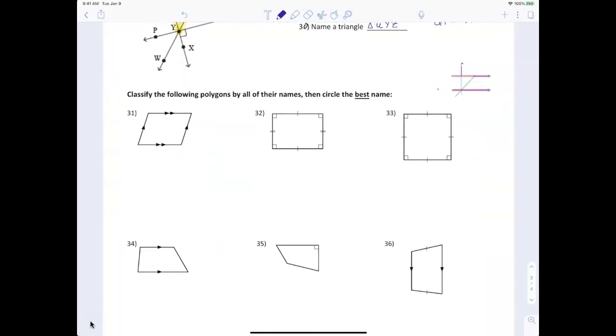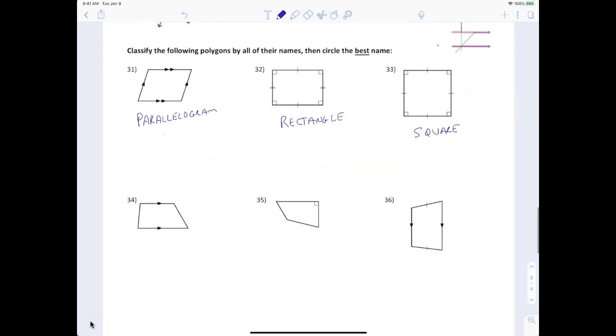For question number 31, we now have to name the best name. So you did beautiful with this work. I know you know this. This is a parallelogram. This one is a rectangle. This is a square. You know, this is a trapezoid. This is a quadrilateral.